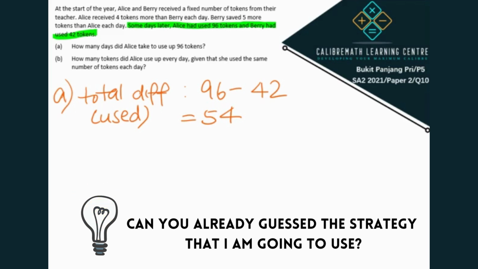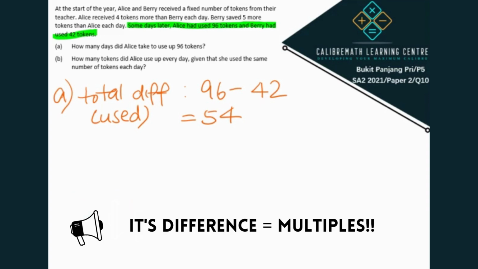days. Now next, since we have the total difference for the tokens used, you should know that according to our difference equals to multiple strategy, you will need to find each difference in the number of tokens used per day. So now let's look at this sentence over here. Alice received 4 tokens more than Barry each day, and Barry saved 5 more tokens than Alice each day.